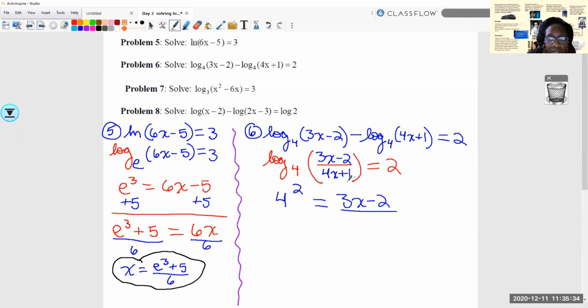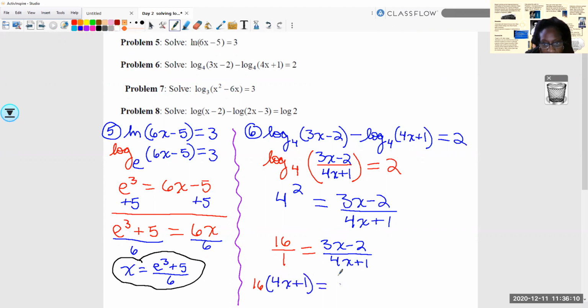Classifying this type of equation, which is a proportion. And proportions are solved by cross multiplying. So 4 squared is 16 over 1. Copying this down and cross multiplying, this becomes 16 times the denominator that's across from it, plus 1 times 3x minus 2.